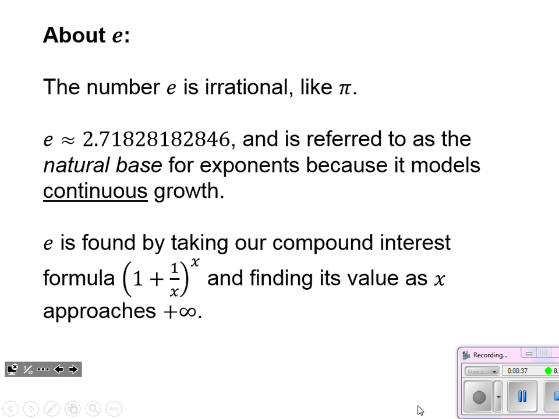And then you can see underneath, it's found by taking a slight adjustment to our compound interest formula. If you can remember, that was A equals P times (1 plus r over n) to the nt power. And what it's doing is it's taking the base of that and working with it. Instead of having n values, we're looking at x values. And then what happens as x approaches infinity?